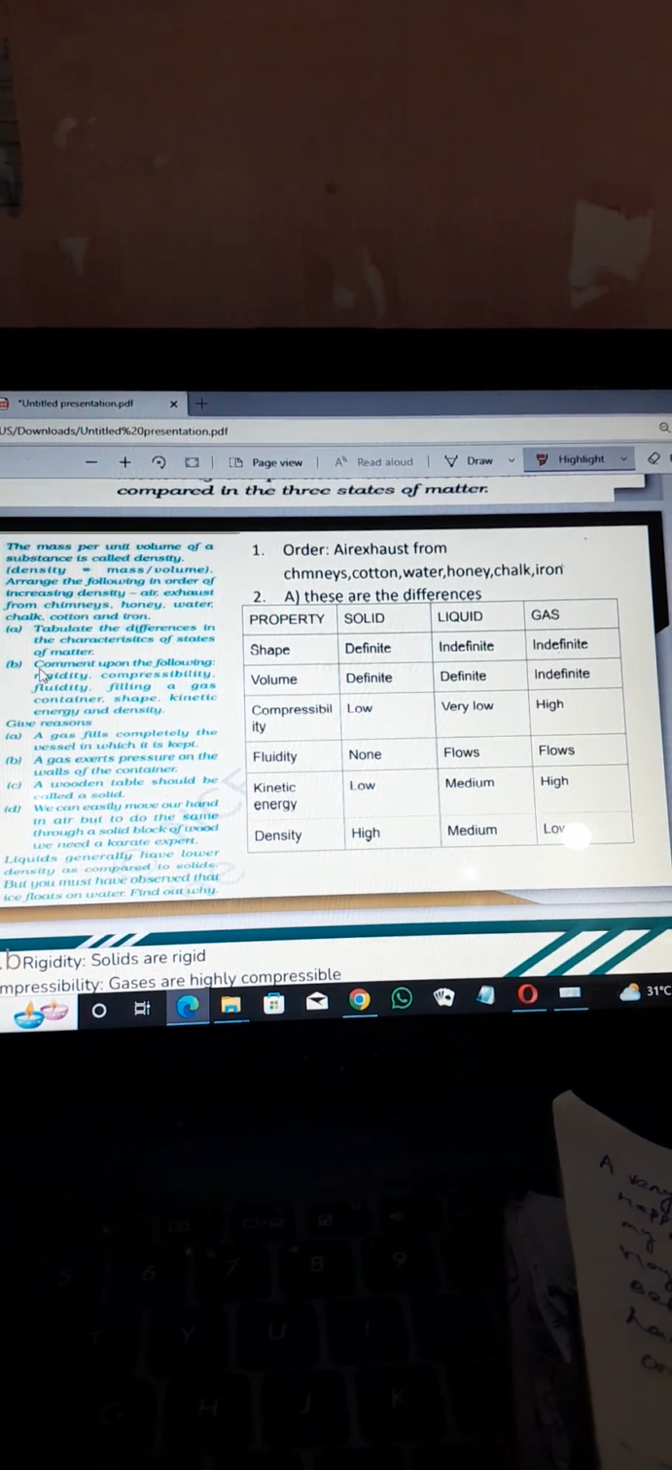But liquid has an indefinite shape and gas also has an indefinite shape. Liquid has a definite volume but gas has an indefinite volume. Liquid has very low compressibility but gas has high compressibility. Liquids have fluidity, they flow. Gas also flows. Kinetic energy in liquid is medium, in gas it is high. And in density, liquid has medium and gas has low.